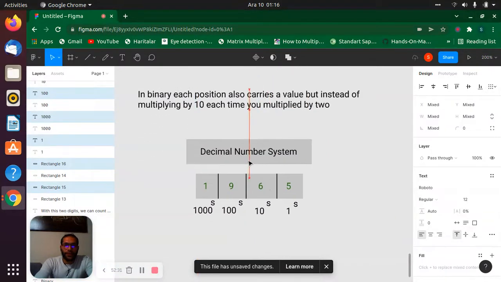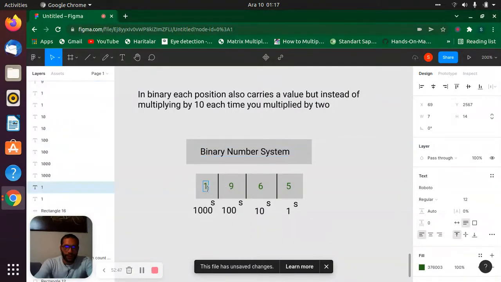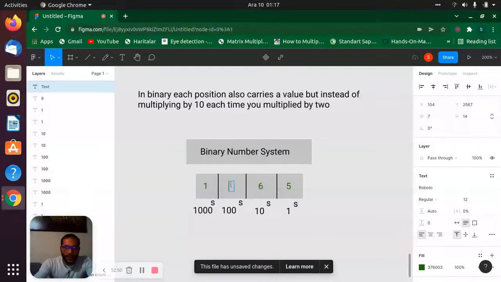I will put here, and I will write here binary number system, and I will put here 1, 0. I told you there is no 6, no 5, no anything, okay? Just 1 and 0, only that. Now we will change things here. We will say this can be 1, this can be 2, this can be 4, and this can be 8, right? And if there is one other 1 or 0, then we will put here 16.